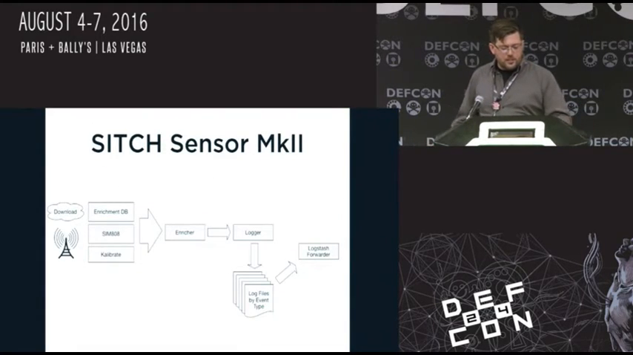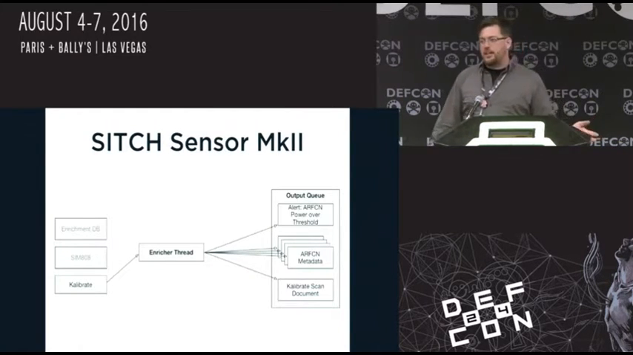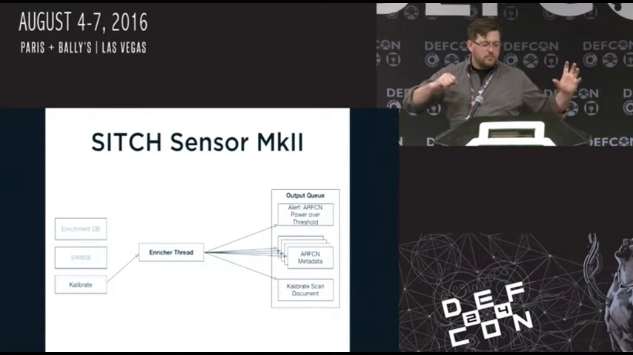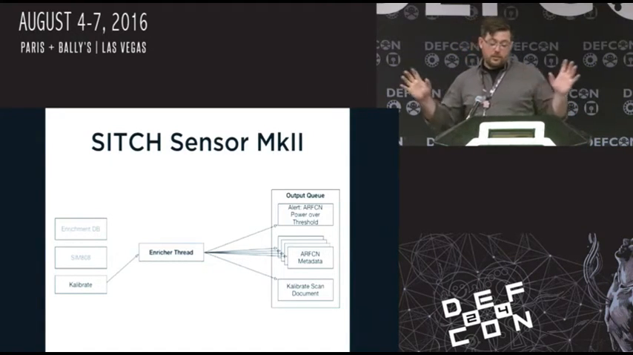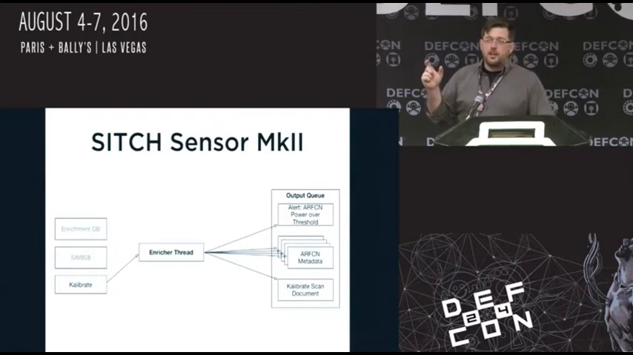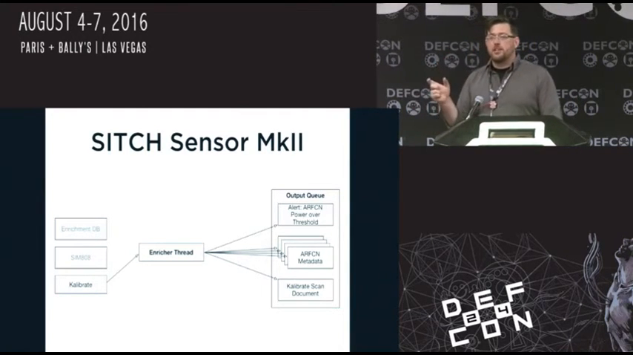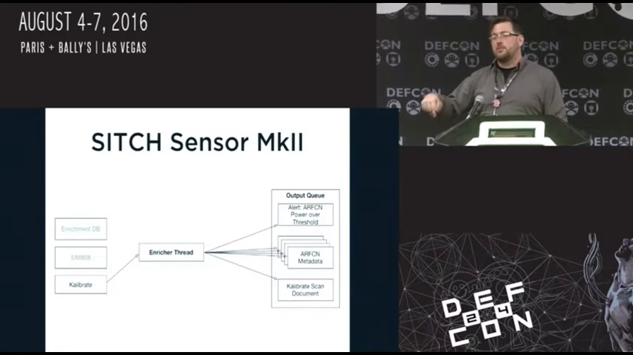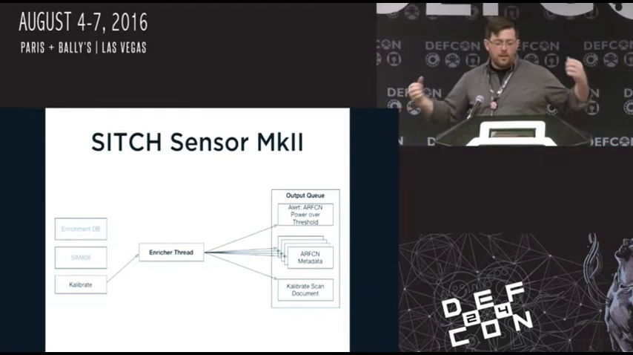So this is kind of a block diagram of what goes on inside the sensor. For a calibrate scan, everything goes into the enricher thread, or the enricher thread picks it up from the queue, and it can fire alerts on its own based on a threshold that you set in the environment variables in Resin. Resin is a service that manages it, pushes out environment variables for running your program.